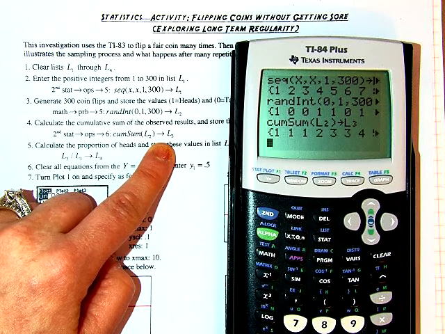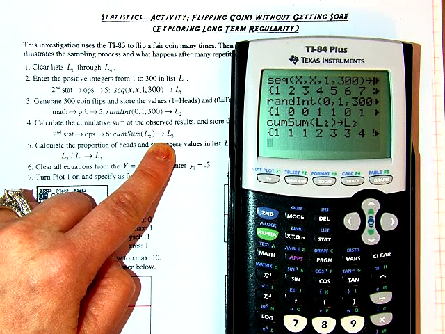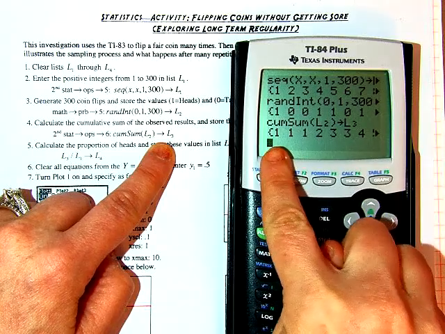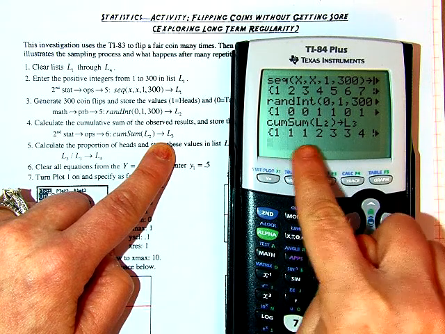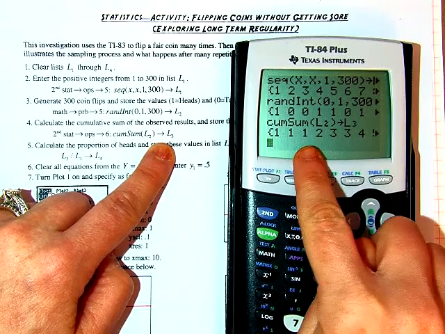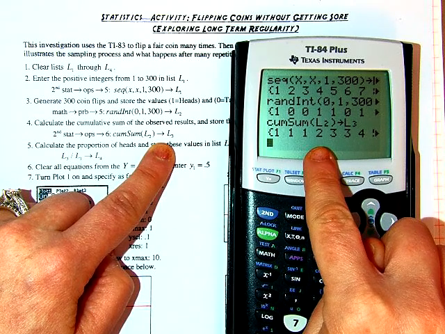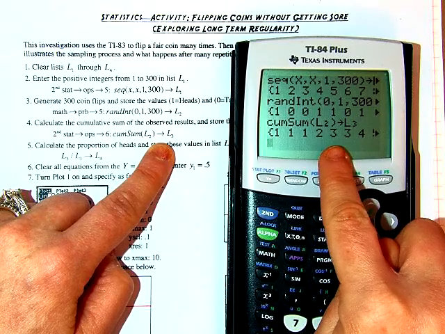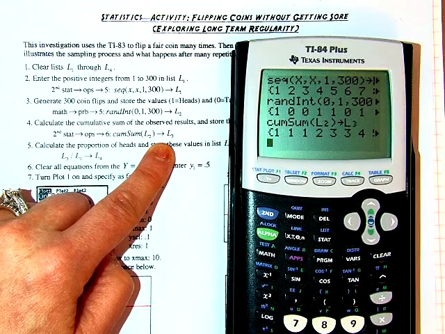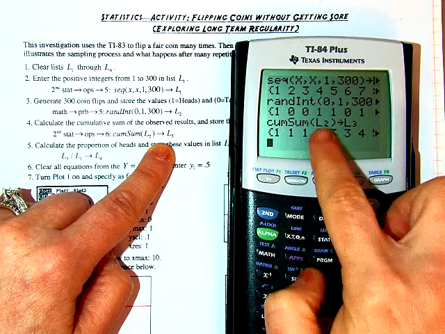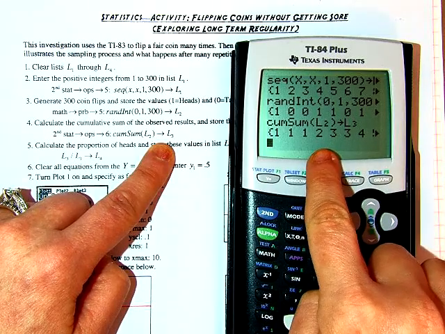So Enter, and here's what mine shows. Yours will be different. It's showing me that on the first trial, I had 1 head. On the second trial, I still had just 1 head. On the third trial, just 1 head. But after the 4th trial, now I see 2 heads. On the 5th trial, now I see 3. So it's giving me a snapshot at any given point in time. How many heads have we accrued? I can see that after 4 trials, I saw 2 heads.